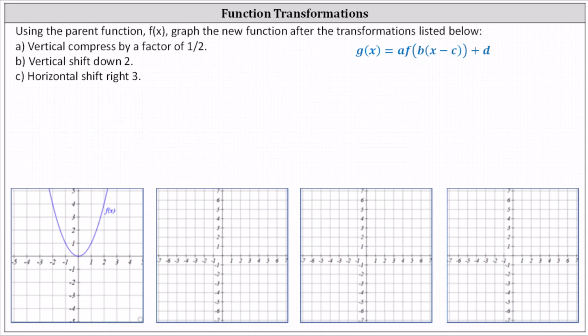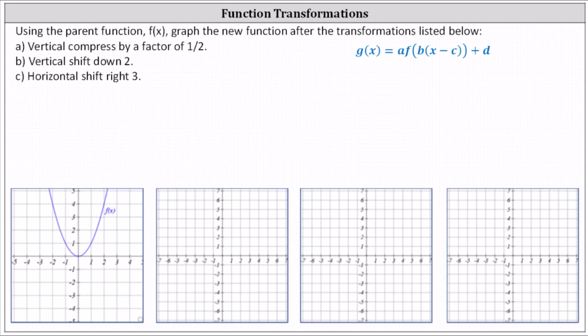Using the parent function f of x below, graph the new function after the transformations listed below. A. Vertical compression by a factor of 1/2. B. Vertical shift down 2 units. C. Horizontal shift right 3 units.